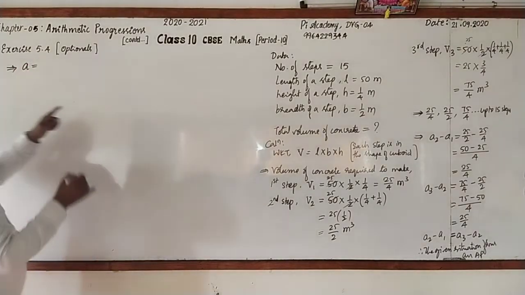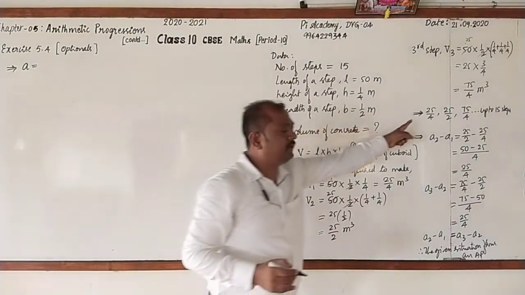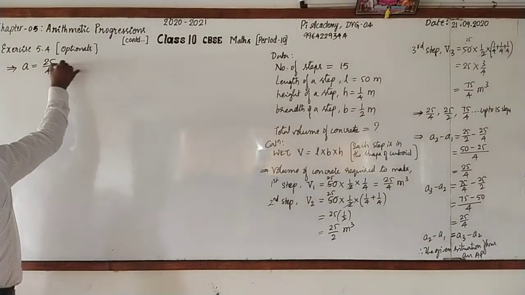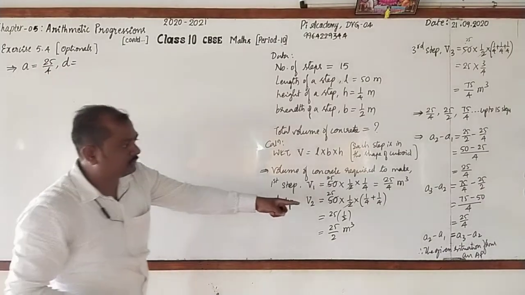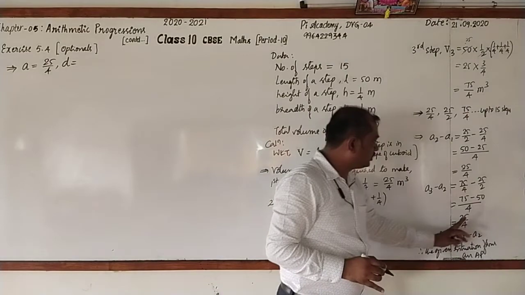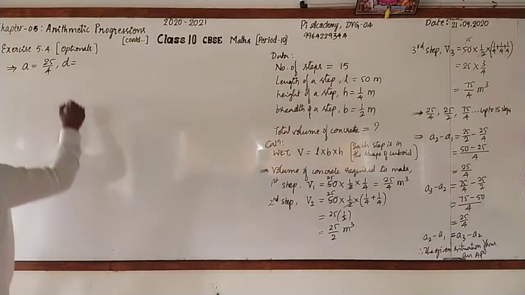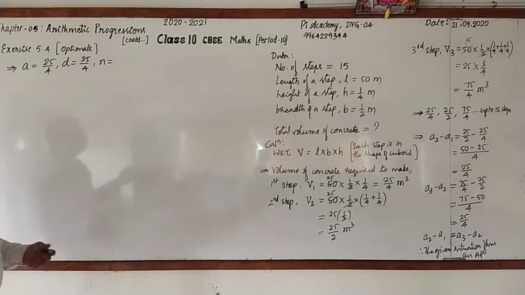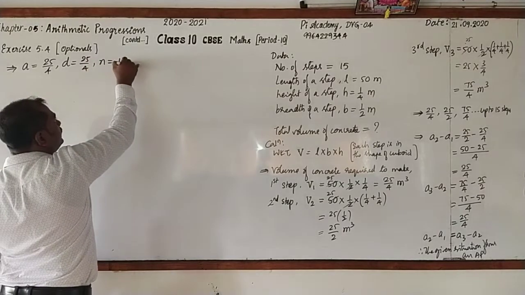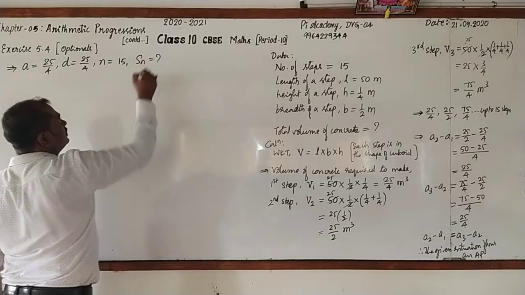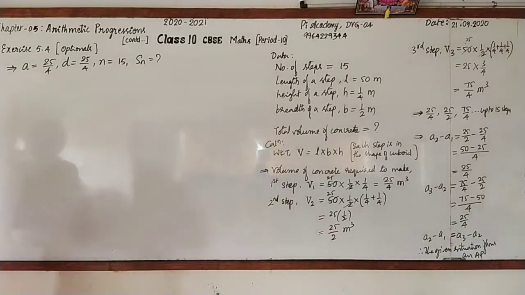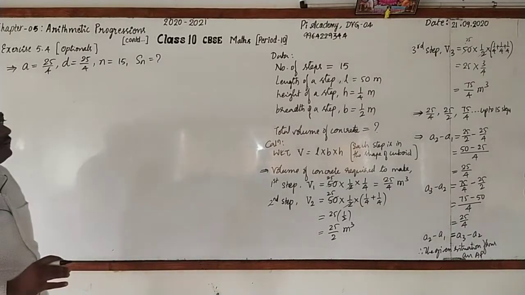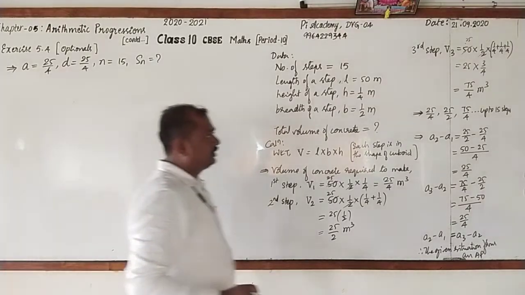What is A? First term, it is 25 by 4, right? Common difference, just we have found out. How much is it? This is also 25 by 4. And number of terms, how many steps are there? It is 15. So you are going to find out total volume of concrete, which is nothing but SN. Clear? Okay.